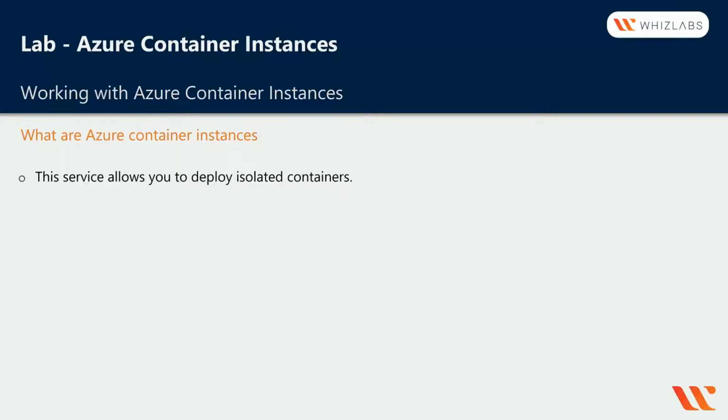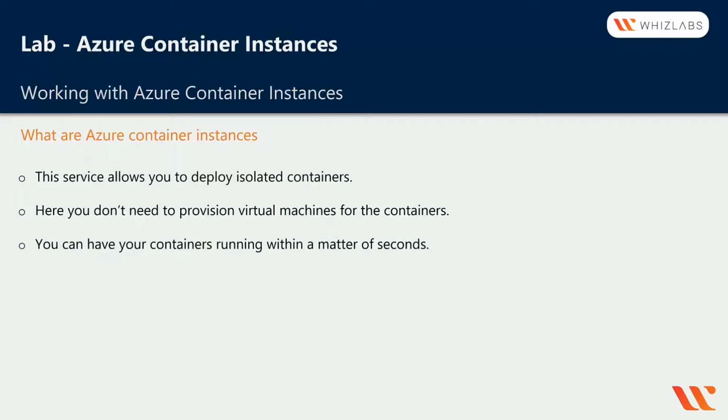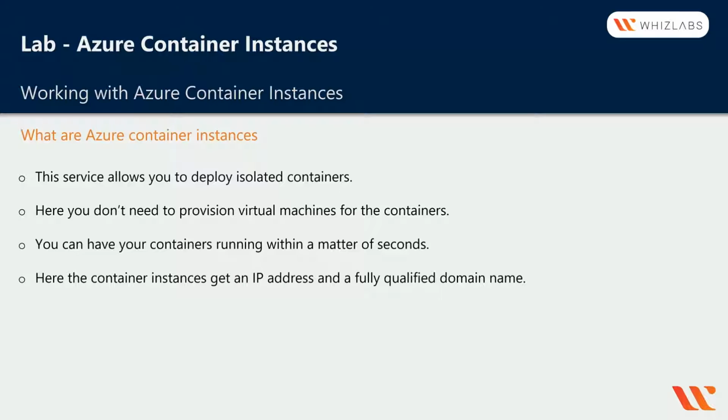So the Azure container instance is a service that allows you to deploy isolated containers. Here, you don't need to provision virtual machines for the containers. You can have your containers running within a matter of seconds. Here, the container instances get an IP address and a fully qualified domain name. So let's go on to Azure. Let's see how we can work with Azure container instances.